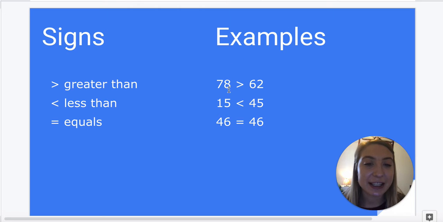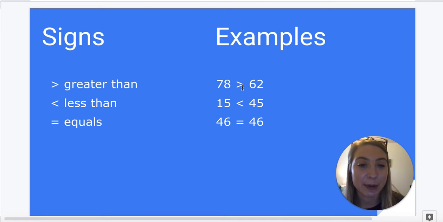So over here I see 78 is greater than 62. That's how I would read that. And you see 78 is the bigger number. That's why we say greater than. And that's why the mouth of the sideways triangle is open to the bigger number. And this number is smaller. And we can tell by looking at the tens place. The 7 in the tens place is bigger than the 6 in this tens place.